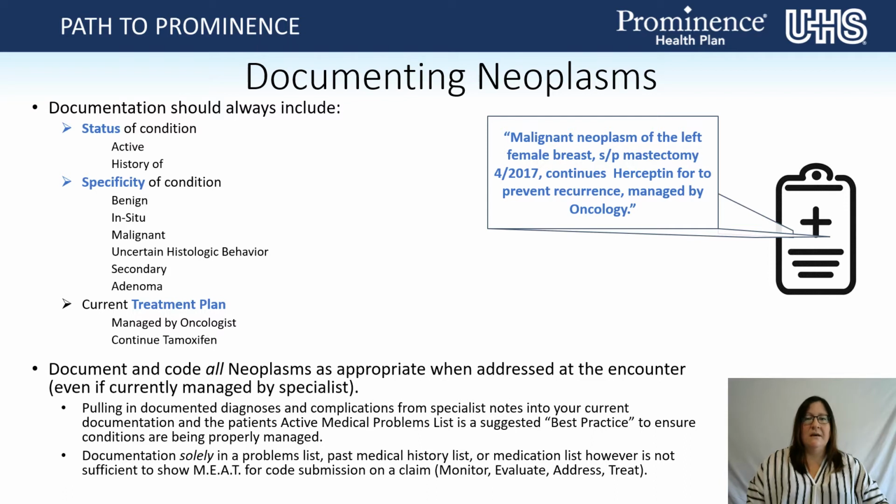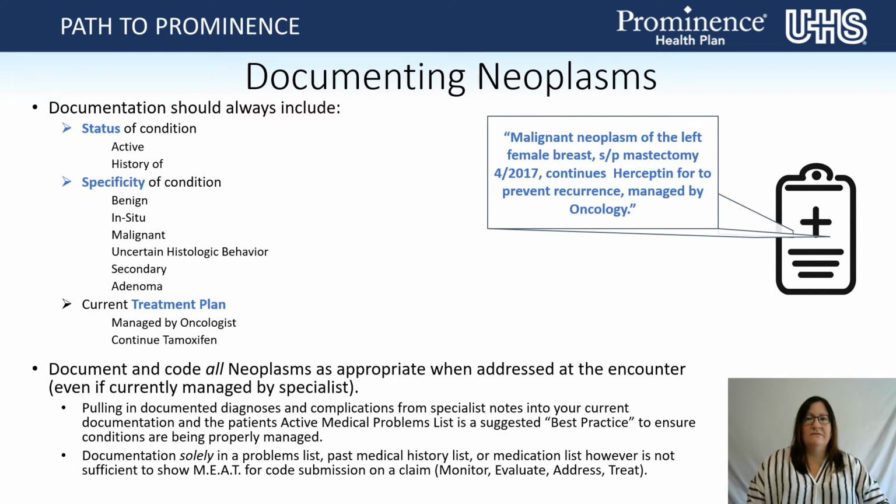Pulling in documented diagnoses and complications from specialist notes into your current documentation and the patient's active medical problems list is a suggested best practice to ensure conditions are being properly managed. Documentation solely in a problems list, past medical history, or a medications list is not sufficient to show MEAT for the code submission on a claim. Recall that CMS acronym MEAT: Monitor, Evaluate, Address, Treat.